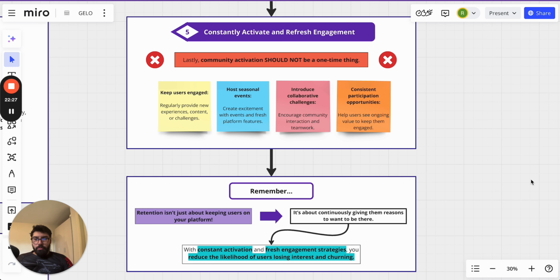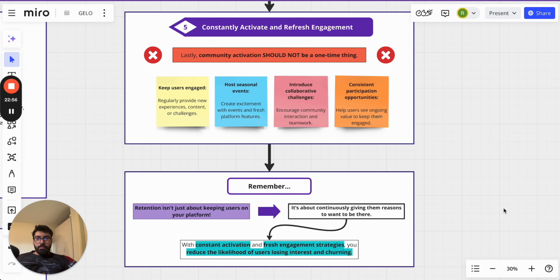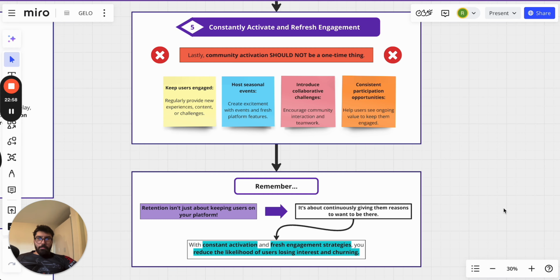Ultimately, it helps them build relationships with the community. Remember, retention isn't just about you keeping users on your platform. It's about continuously giving them reasons to want to be there, right? We don't want to be the second best choice. We want people to be actively wanting to be on our platform. With constant activation and fresh engagement strategies, you can reduce the likelihood of users losing interest and churning. So remember, constant activation and engagement plans is extremely important.